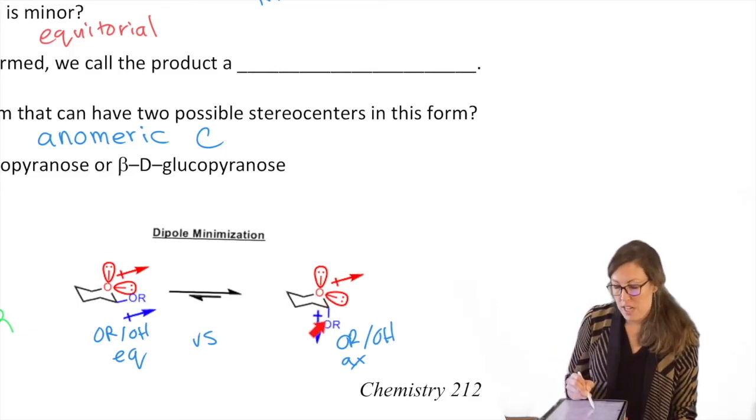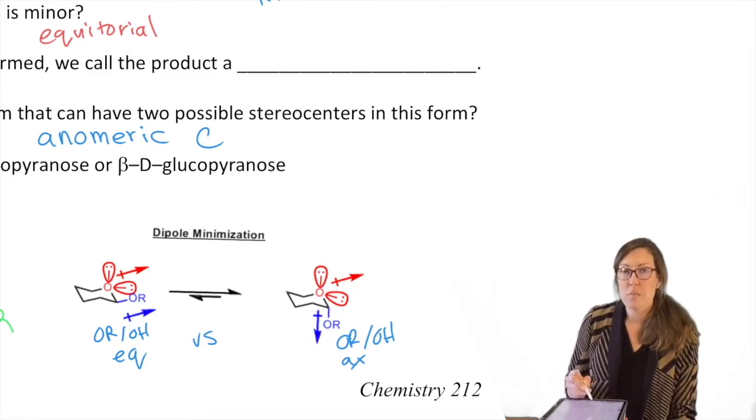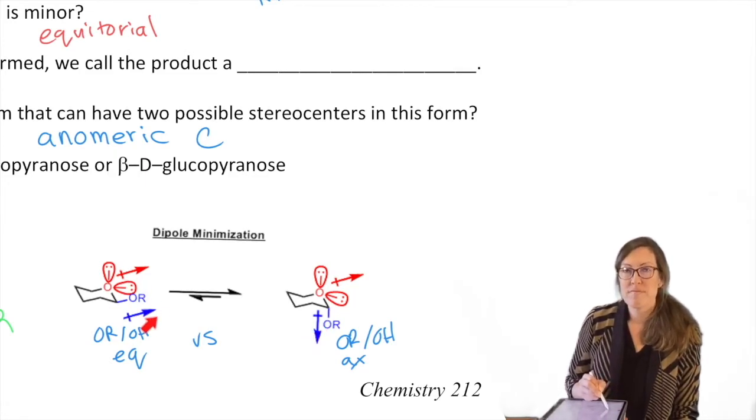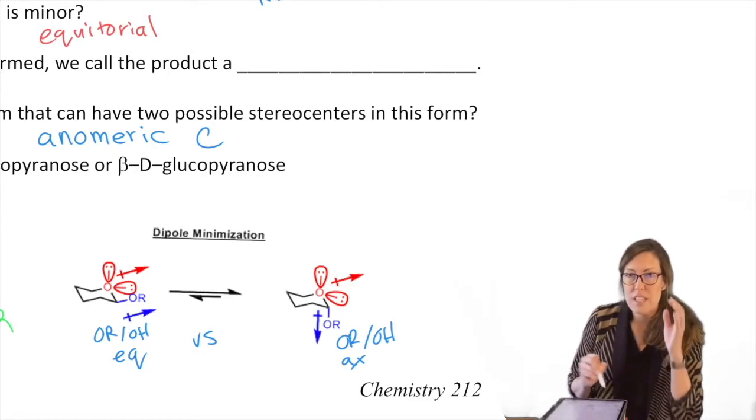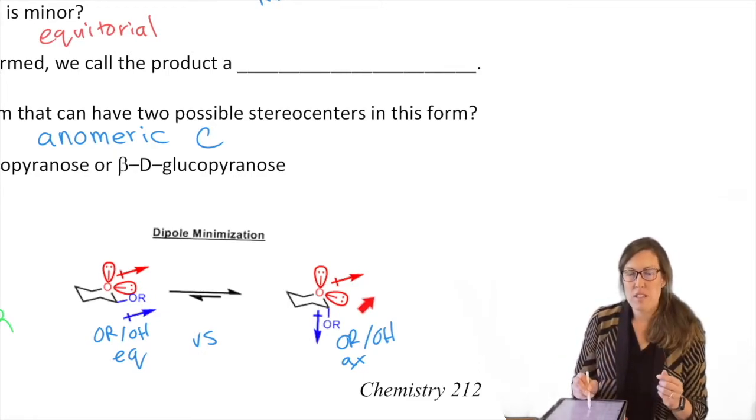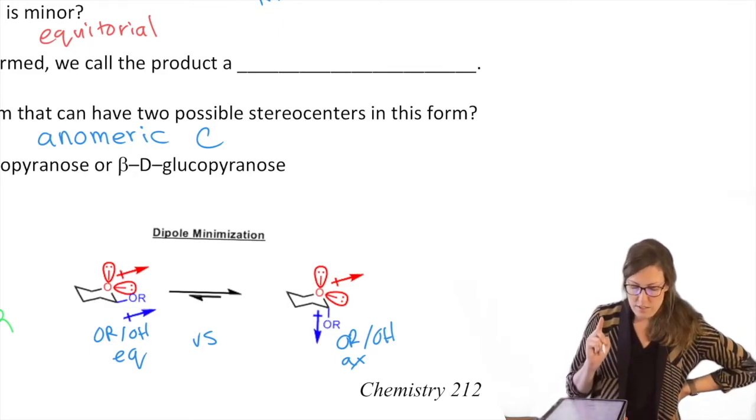Decreasing the magnitude of the dipole would mean do not let them line up in parallel. Parallel is where you get the biggest additive effect. Okay, so this minimizes it. Notice how when we draw the dipoles when it's axial, we minimize that dipole. So you don't have to go calculating them, but it's visually kind of apparent there. So there's two reasons. We call that the anomeric effect.